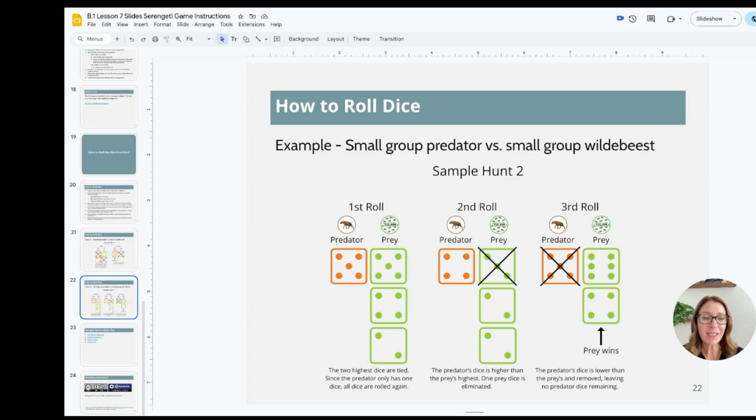Okay, that's basically it on how to play the game. I would use this slideshow to run through the first whole season and then let them do seasons 2, 3, and 4 on their own, get as far as you can.